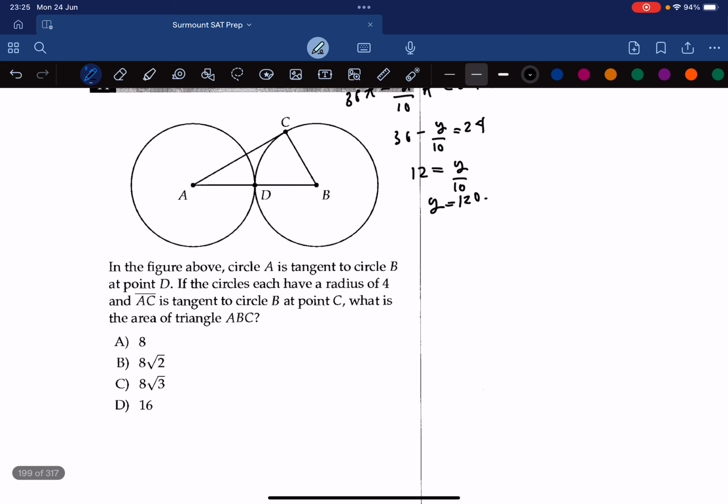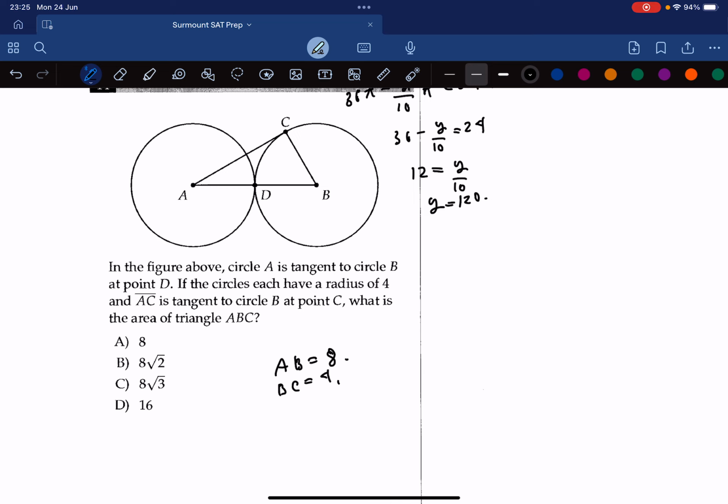In the figure above, circle A is tangent to circle B at point D. If the circles each have a radius of 4 and AC is tangent to circle B at point C, what is the area of the triangle ABC? So from the information given, we know that AB is equal to 8, right? Because we know that the circle has a radius of 4, so we just multiply that by 2 to get the diameter. And we also know that BC is 4.